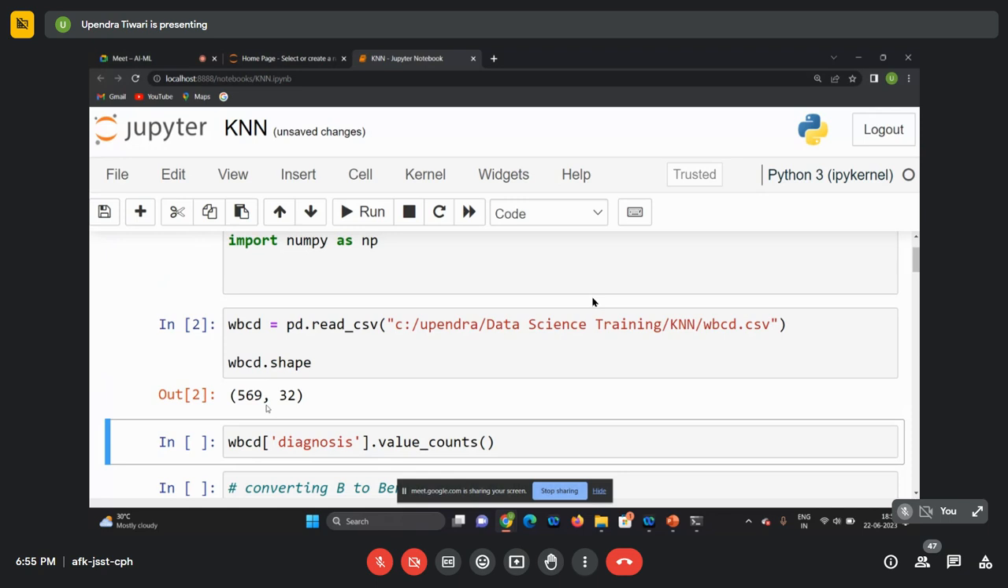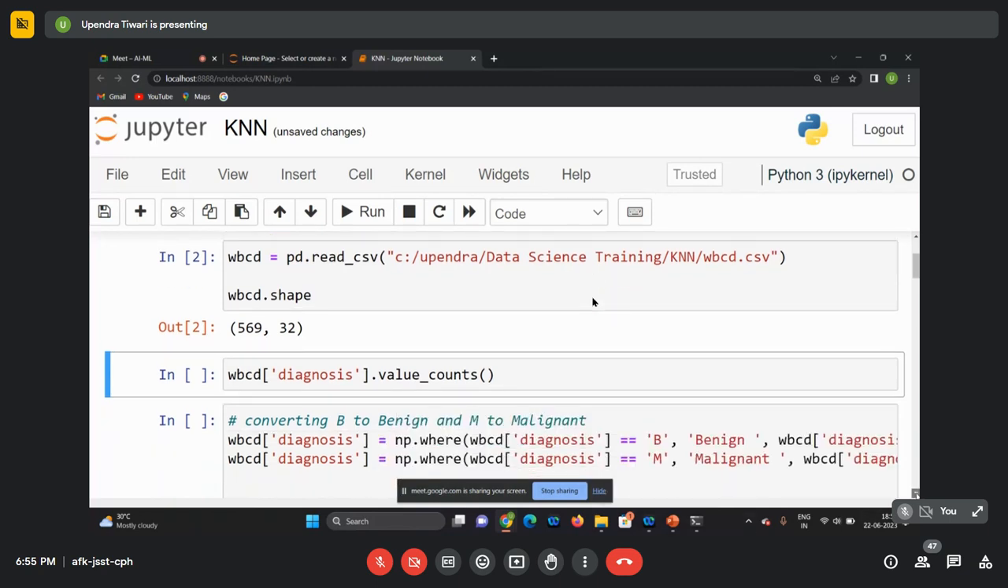Just for a revision purpose, if I want to reduce the number of columns, what is the option you have, everyone? Suppose I just want to reduce the number of columns from 32 to say 17 or 18. What is the option you have? PCA. Yeah. Or we can do feature selection.